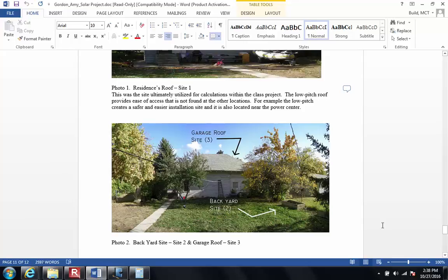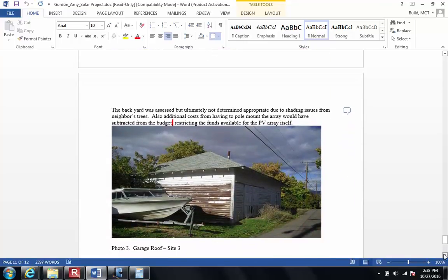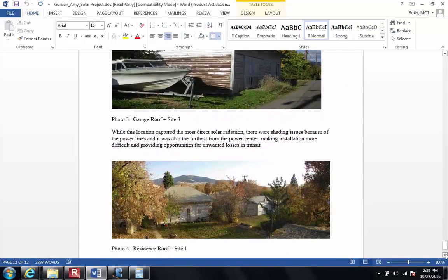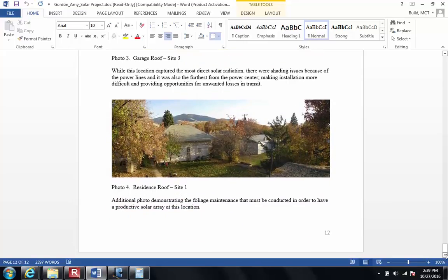And then here's our pole mount over here for site 2. Okay, so there is the garage roof for site 3, and then these are the power lines up here, utility lines that would be causing the shading and causing problems for them. And you can see where they'd have a lot of problems with shading if they weren't taking care of the trees and being careful with that. So that kind of gives you an idea.